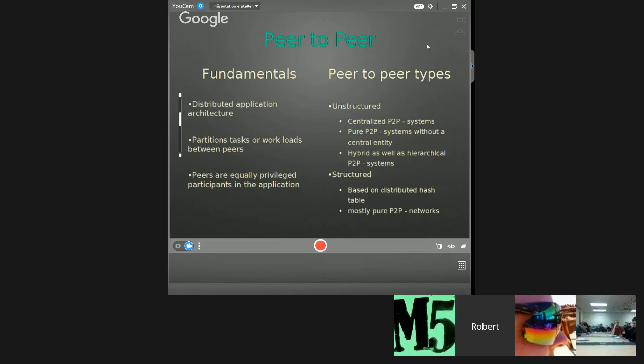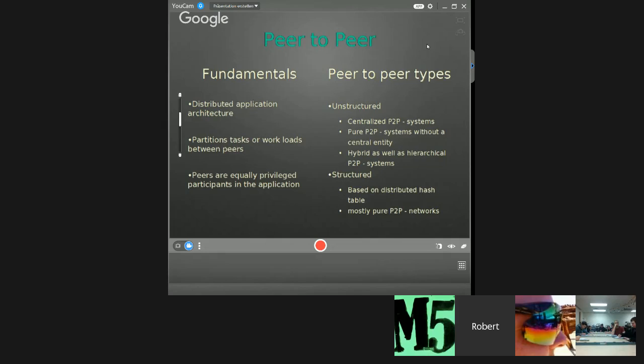I will try to explain the fundamentals about peer-to-peer networks. A peer-to-peer network is nothing else than a distributed application architecture. It tries to partition tasks and workloads between peers. In the case of Voptop, it uses the peers to tunnel, to build a connection through other peers to the endpoint and to anonymize it in this way. So it's basically using the peers to route the payload, the data, from the sender to the recipient.